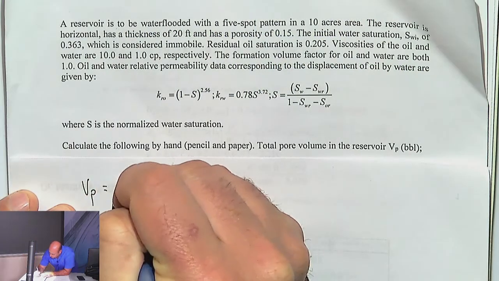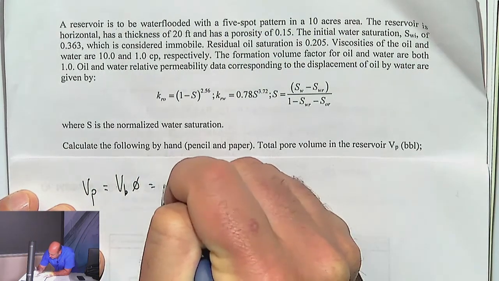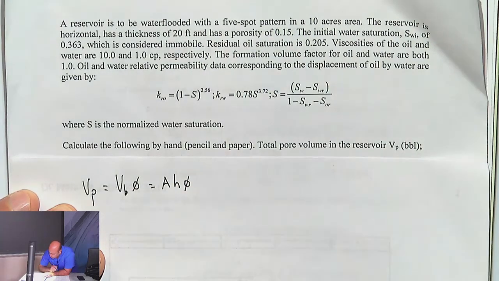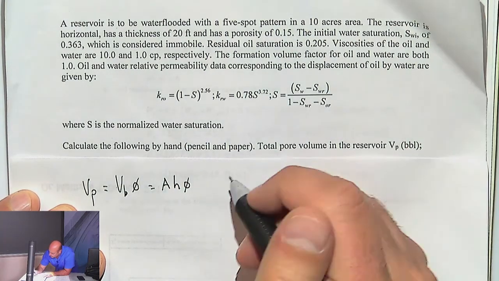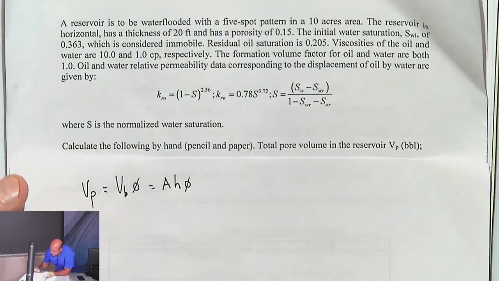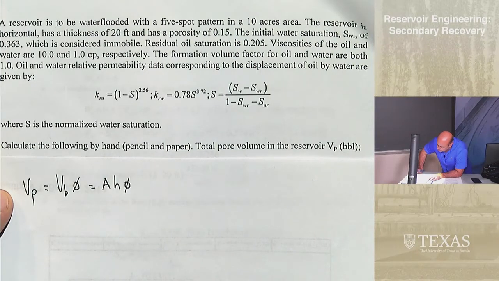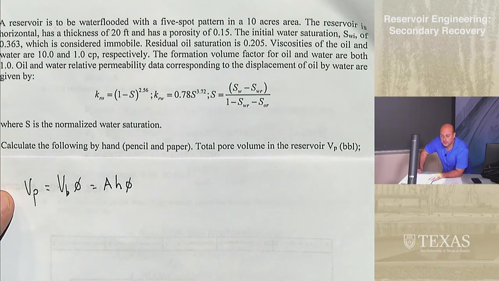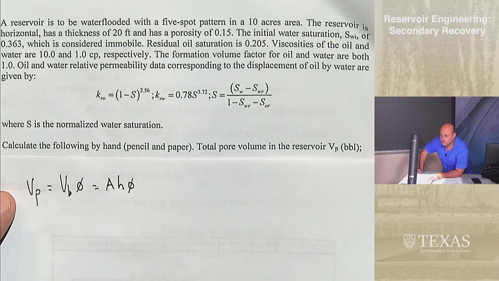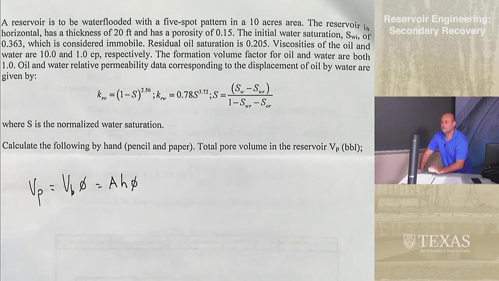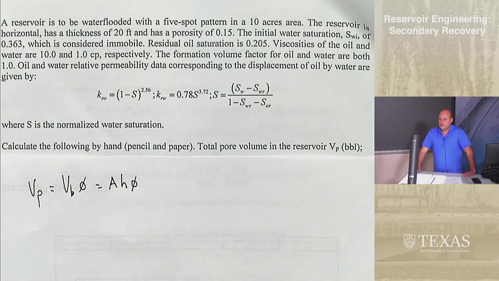So the pore volume is the bulk volume times the porosity, or the area times the thickness times the porosity. And the area is 10 acres. The thickness is given as 20 feet, and the porosity is 15%. So that's pretty straightforward, except we might need some conversion factors. What conversion factors do you think we need? You've got to convert the acres to feet squared. That's right. And do you happen to remember what that conversion factor is?